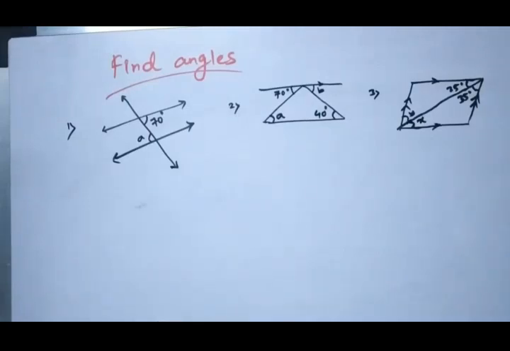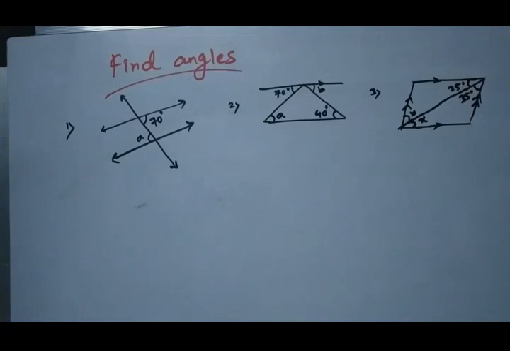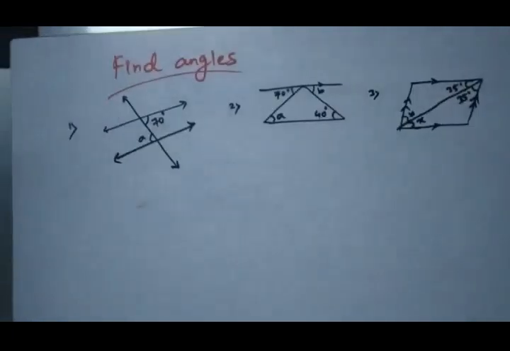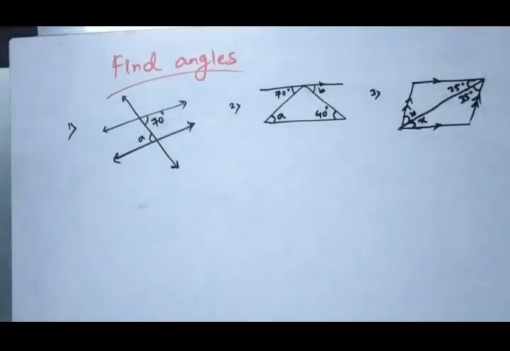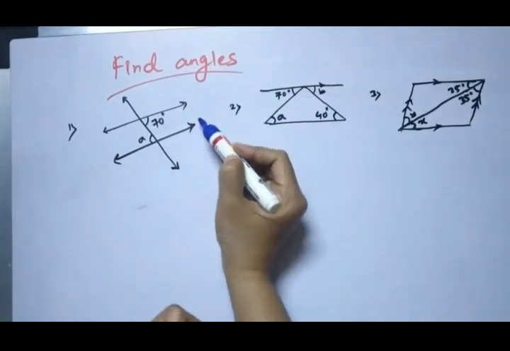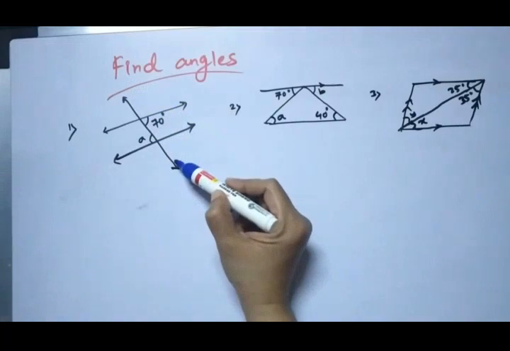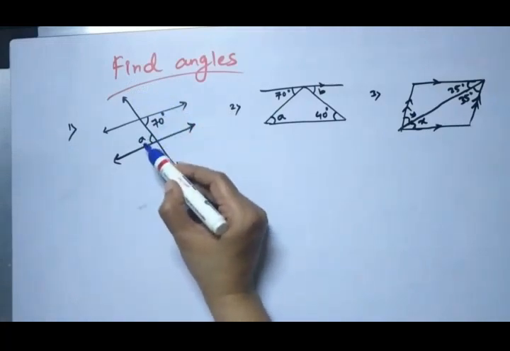Welcome back, dear students. Today we are going to see practice problems on transversal and parallel lines. Friends, here we need to find out angles. So let's start. Here you can see that these are the parallel lines and these are transversals. We need to find this angle A here.